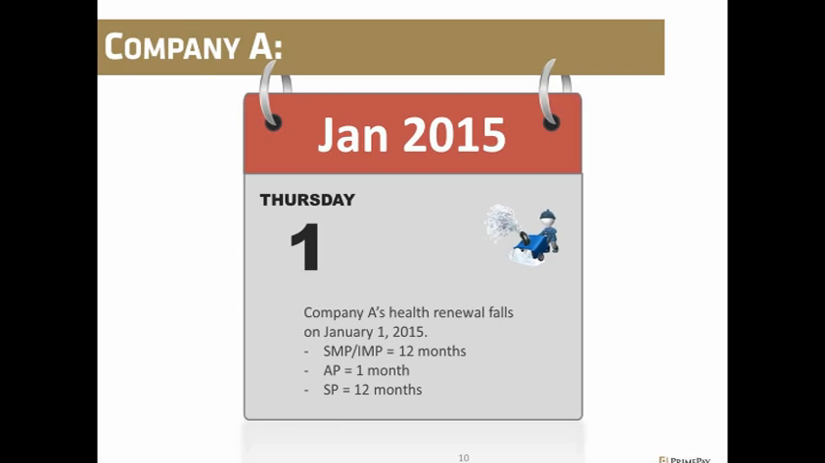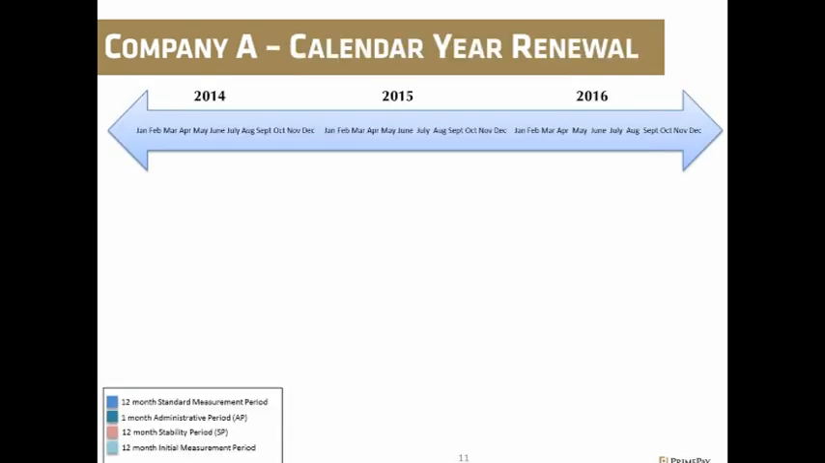Sorry for the acronyms, but the standard measurement period, or the initial measurement period, is going to be 12 months in length. The administrative period is going to be 1 month, and the stability period will be 12 months. So a 12, 1, and 12, as we go through this. As you see here on your screen, we're going to look at a calendar year renewal. We've got our years up above here, 2014, 15, and 16. Let's start taking a look at what this might look like. So here's a company that is going to renew January 1st, 2015.